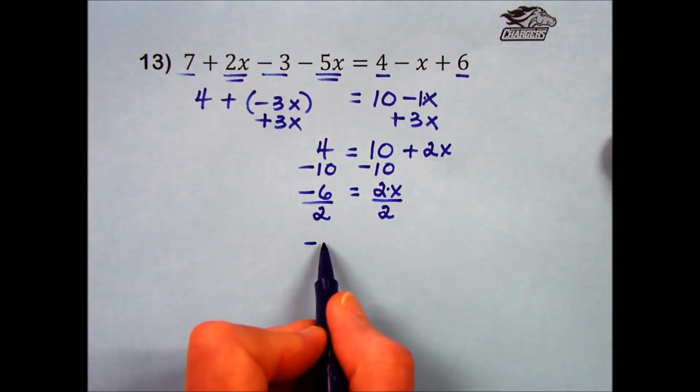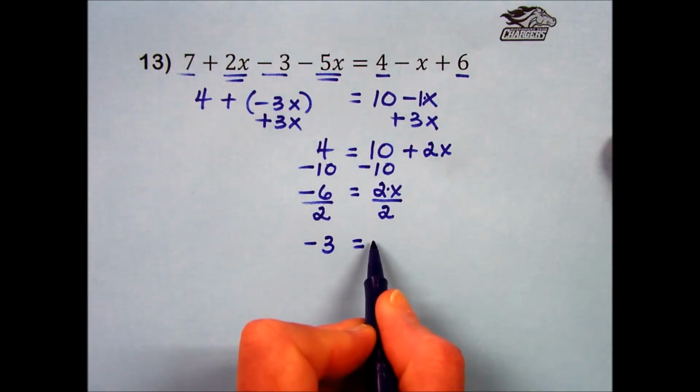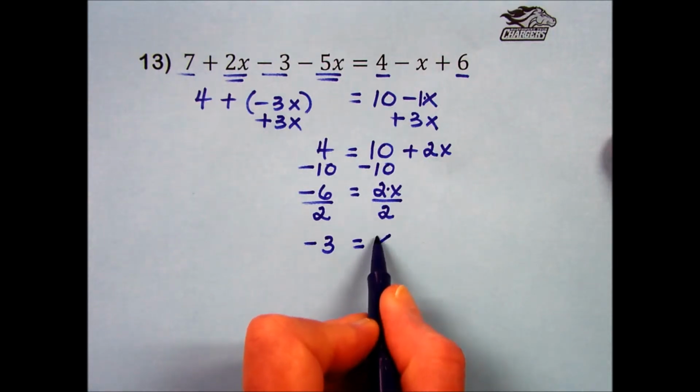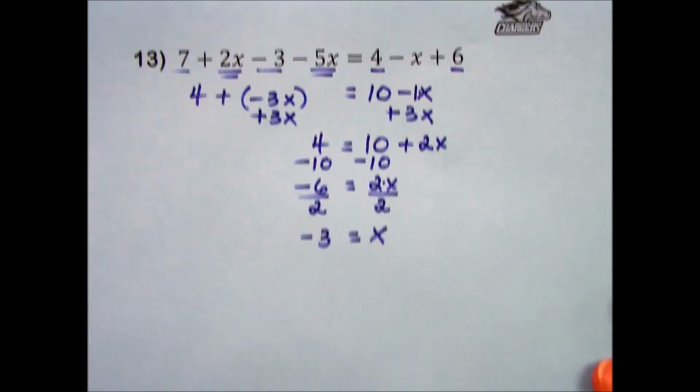Negative divided by positive is negative. 6 divided by 2 is 3. 2 divided by 2 is 1. 1 times x is x. The solution, x is equal to negative 3.